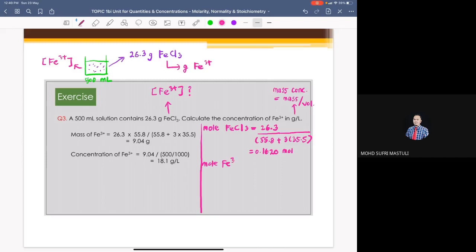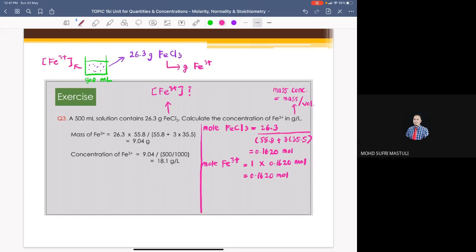So the mole of Fe3+ should be 1 times 0.1620. This one we already covered in the previous video. You can refer back to how to calculate the mole of something in the compound. So this one is 0.1620 mole.